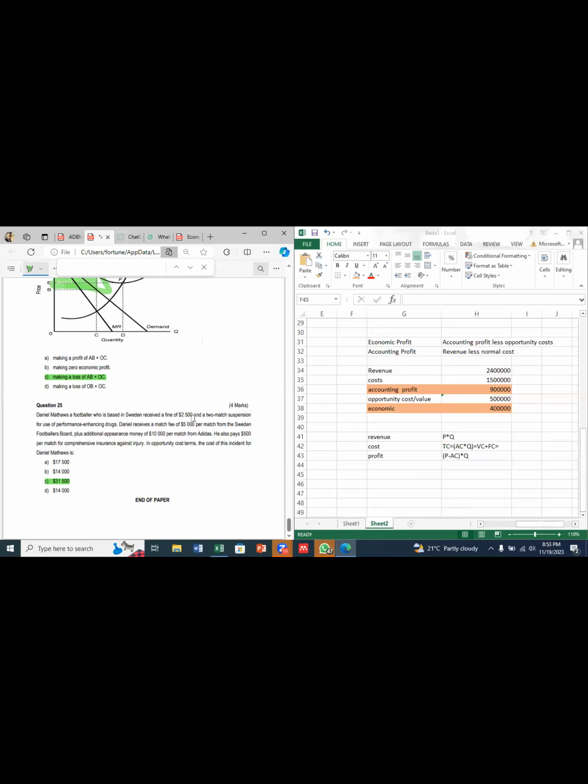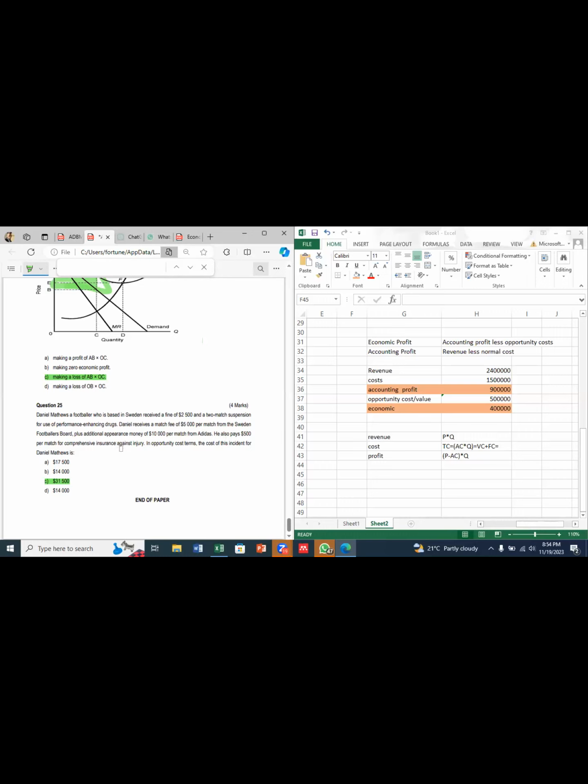Yeah, I think it makes sense. 2,500 for the match suspension. So obviously he is paying 2,500 and is going to forego 5,000 per match. 5,000 times 2, that's 10,000. And 10,000 times 2, 20,000. Already that's 30,000. And he also pays 500 for comprehensive insurance, so we are subtract it. Times 2, which is 1,000. Am I correct? From 30,000 to 31,500, yes, you are.